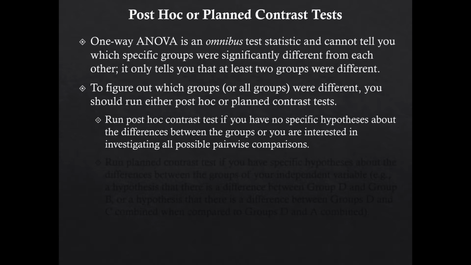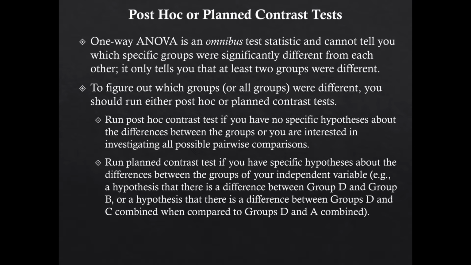So, to say that again, we use the post hoc contrast test if you're not sure which particular group might, or which set of relationships leads to your statistically significant differences among groups. On the other hand, if you are sure, or you have a very specific sense of it, you can run the planned contrast test. For example, if you have a hypothesis that there is a difference between group D and group B, or between other groups.